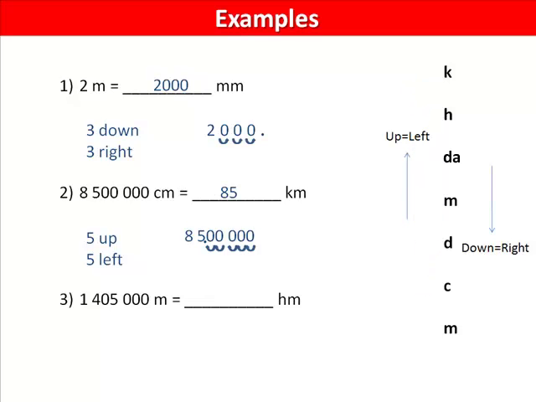In our last question, we want to convert from meters to hectometers. This is 2 jumps up the chart, which means move the decimal 2 to the left. Back the decimal up 2 places to get 14,050 hectometers.